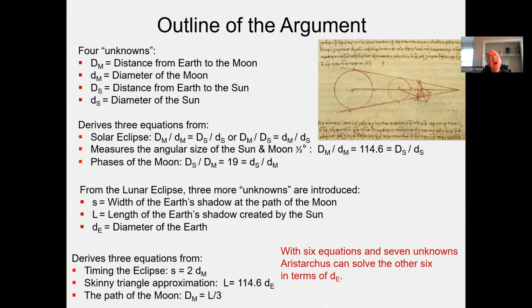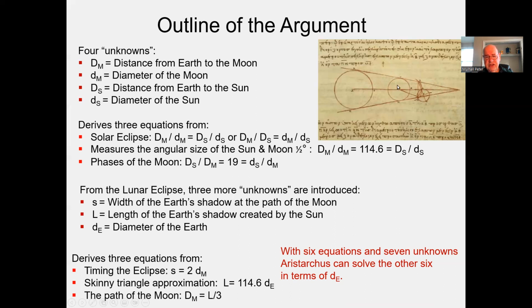He has 7 unknowns. The first 4 are the sizes and the distances to the sun and the moon. The capital D's will be the distances, and the little d's will be the diameters of the sun and the moon. He's going to introduce 3 more unknowns. He's going to introduce what he calls S. This is the length of the shadow of the Earth.